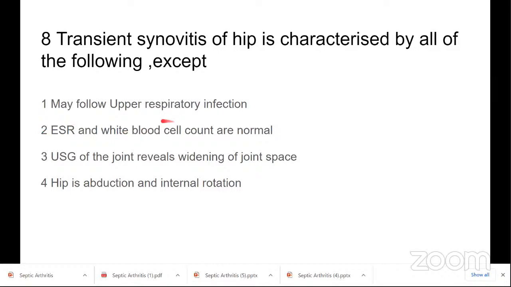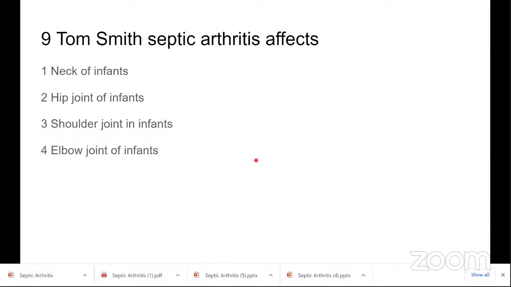No signs of constitutional symptoms or systemic inflammation. No inflammatory markers are raised. USG, of course, reveals the wide joint space because of accumulation of the synovial fluid. Okay, one more important thing you should know. I will come to this a little later.